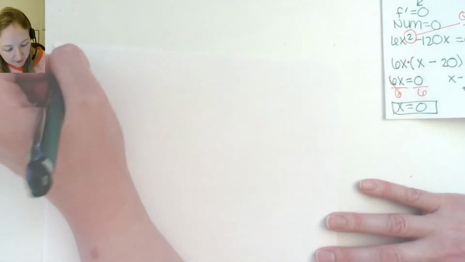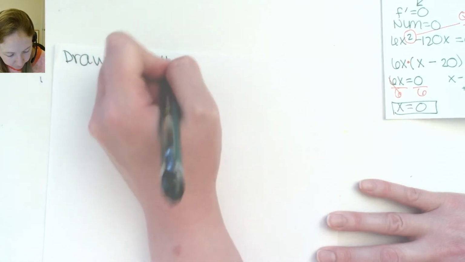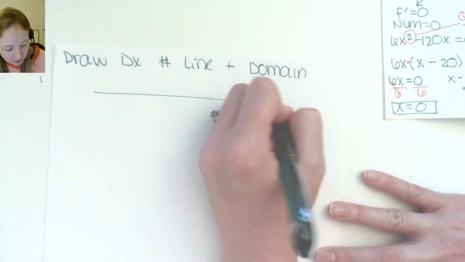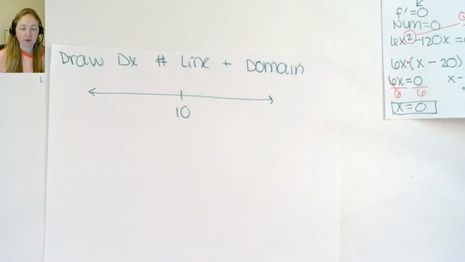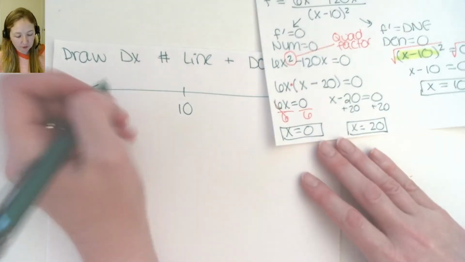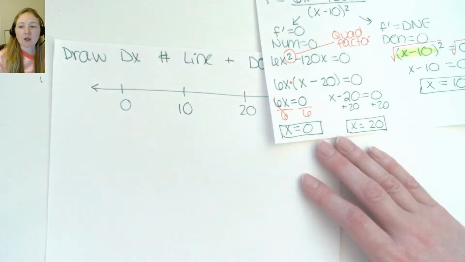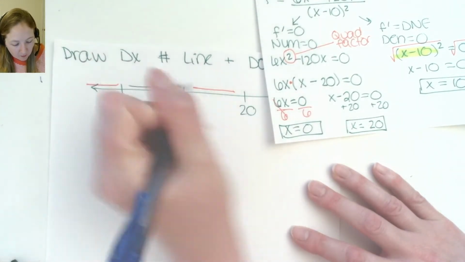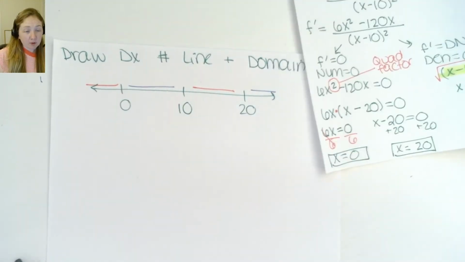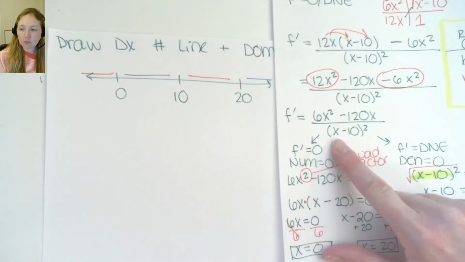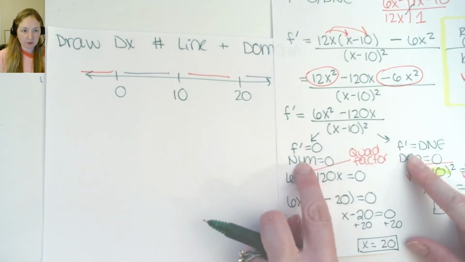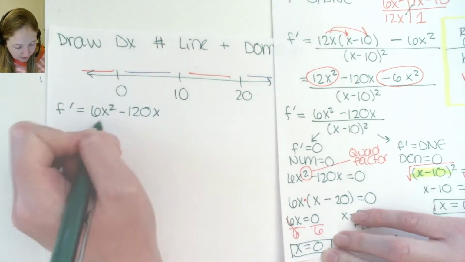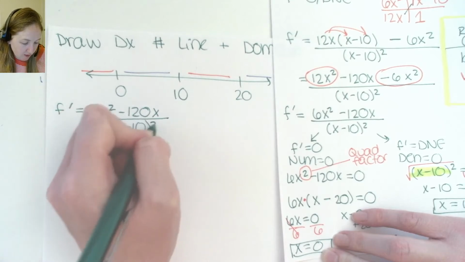Because remember with the number line, when we draw our derivative number line, we have to draw that with the domain in consideration. So here my domain consideration is 10, the domain restriction, and then the other two critical numbers are 0 and 20. So yes, we do now have 4 separate intervals that we need to plug into. When we plug in, we are going to plug in right before we set numerator and denominator equal to 0. So this is going to be f prime, the 6x squared minus 120x over x minus 10 squared.